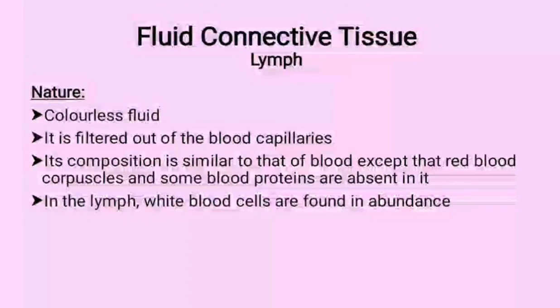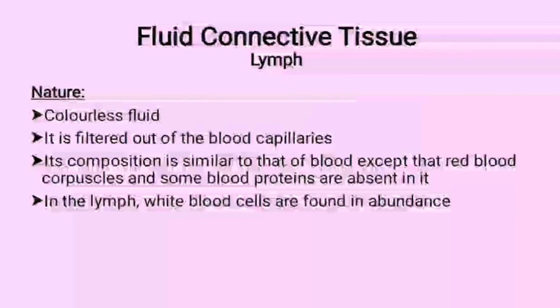Lymph is a colorless fluid that is filtered out of the blood capillaries. Since it is a part of blood, its composition is similar to that of blood except that red blood cells and some blood proteins are absent in it. In the lymph, white blood cells are found in abundance.